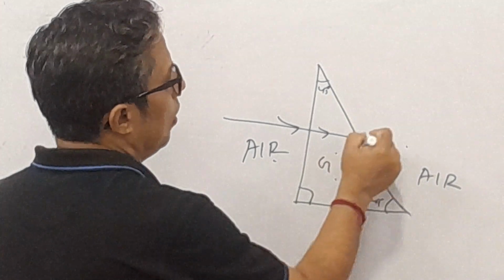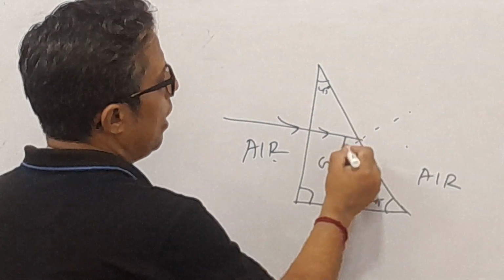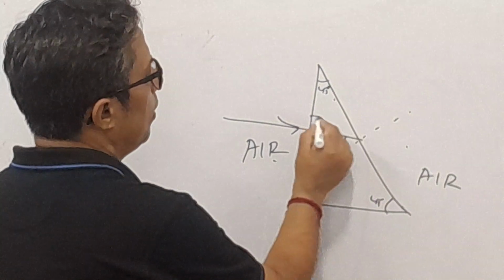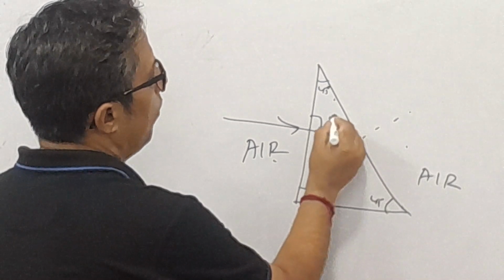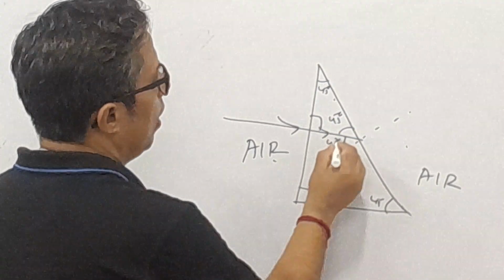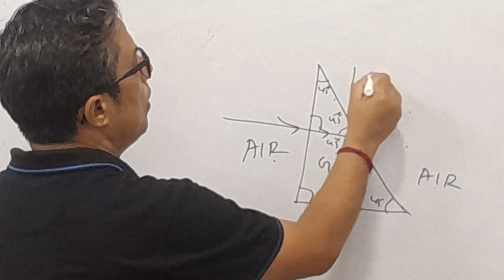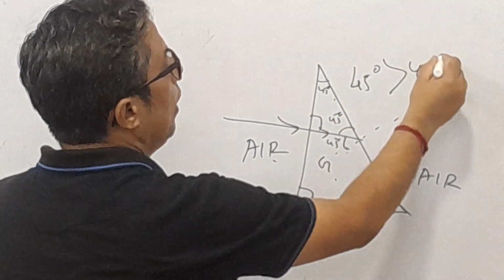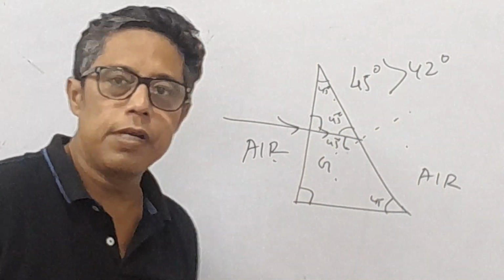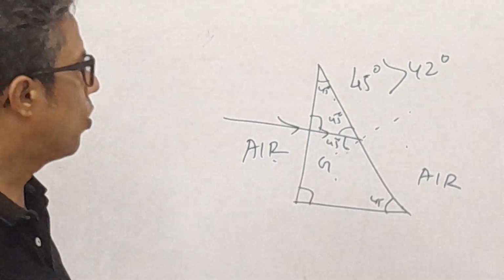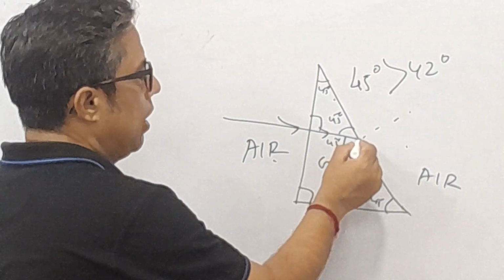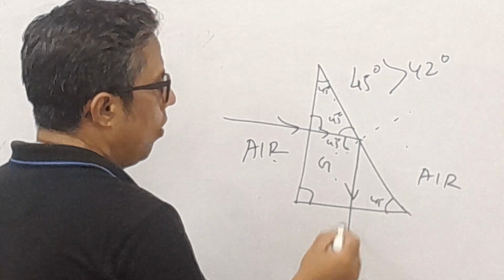That time, this is the incident angle. This is 45, this is 90, this is again 45, so this will be 45 degree. So the incident angle is 45 degree, where the 45 degree incident angle is greater than the critical angle of the prism, right? So what happened? Light will get reflected and it will go here.